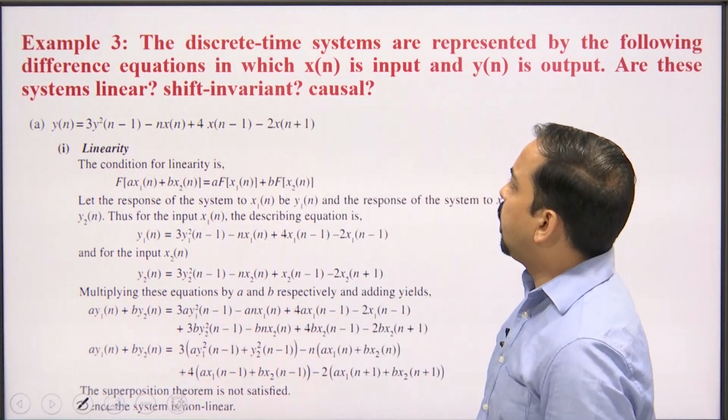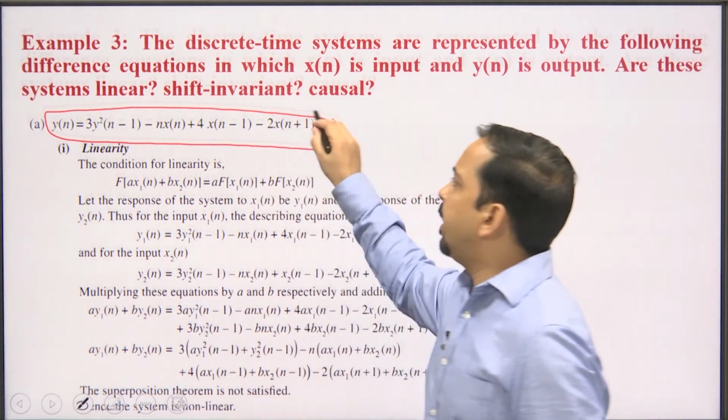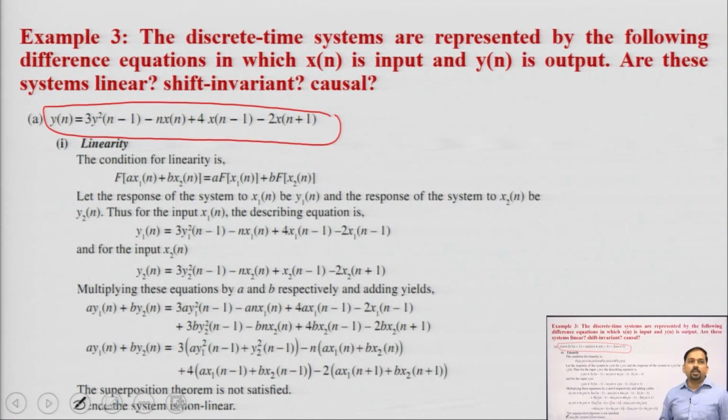Next, we have a difference equation which relates input and output. The question says that the discrete time system is represented by the following difference equation, in which x[n] is input and y[n] is output. We need to check whether the system is linear or non-linear, shift variant or invariant, and also causal or non-causal, which means we need to check all 3 properties of the system. First, we are starting with linearity.